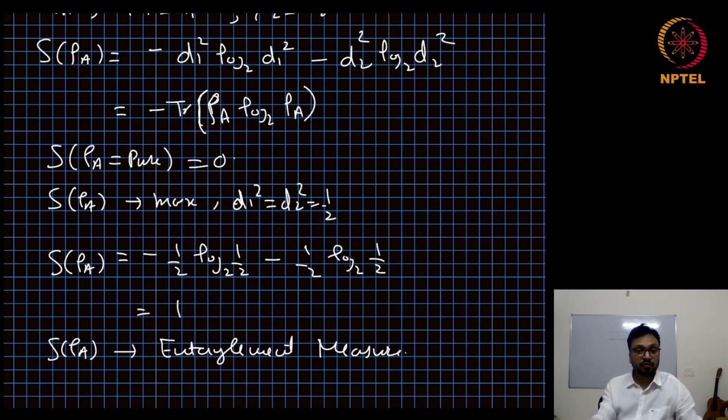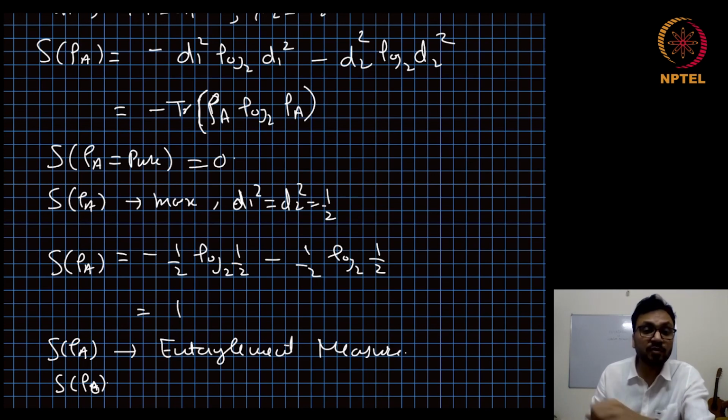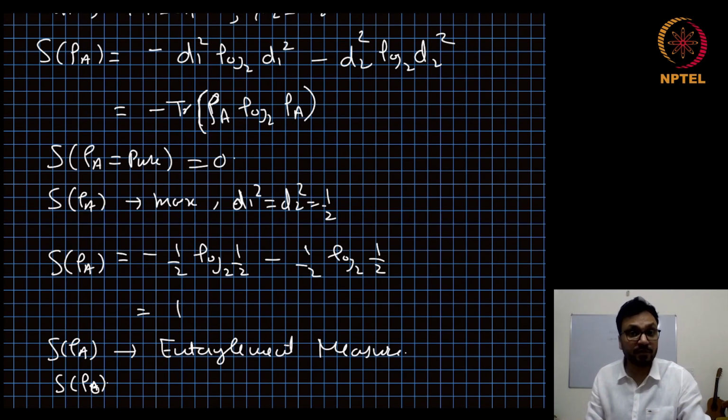Not just S of rho A, the spectrum of the two reduced matrices, rho A and rho B, are the same. They are same, d1 square and d2 square. So the Von-Neumann entropy of rho A is same as the Von-Neumann entropy of rho B when they are the reduced density matrix of a single pure state. So we will be using the Von-Neumann entropy as the entanglement measure for pure states.